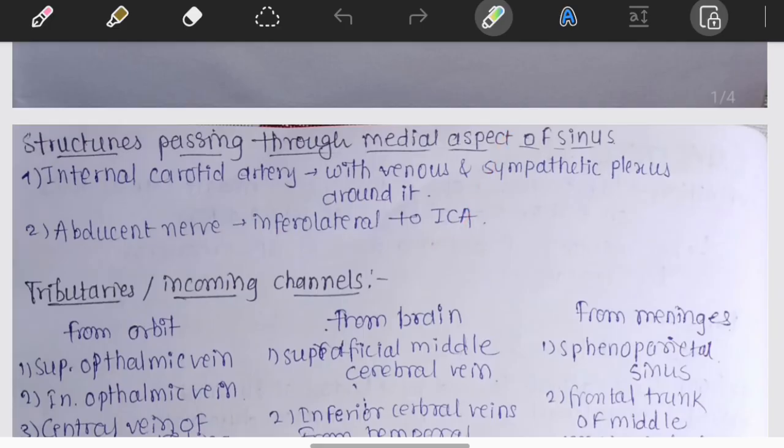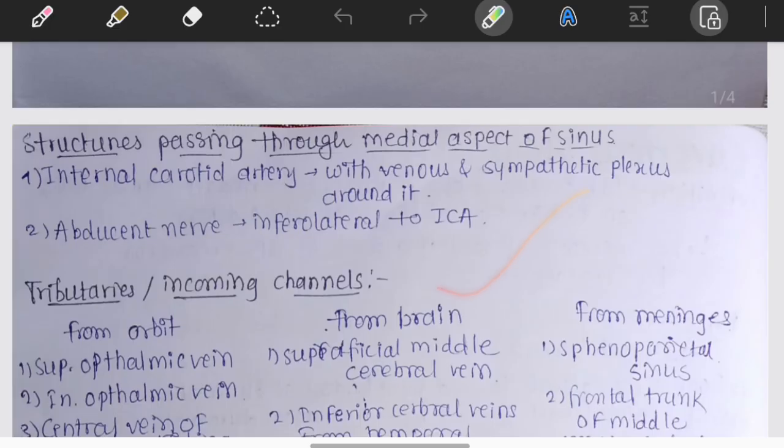Why is the abducent nerve inside the sinus? It is because the abducent nerve has a straight central course toward the orbit, and it passes directly through the venous sinus instead of taking the protected lateral wall route. And this has important consequences: since it is floating inside the venous blood, it is the first cranial nerve affected in cavernous sinus thrombosis.